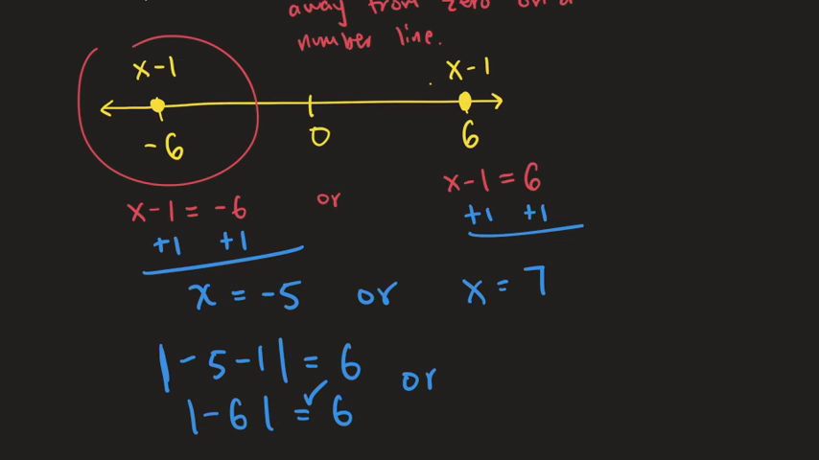Or does our value x equals 7 work? Let's find out by plugging it in. 7 minus 1 inside the absolute value symbol is 6. And the absolute value of 6 is indeed 6. So we know we've got the right solutions.